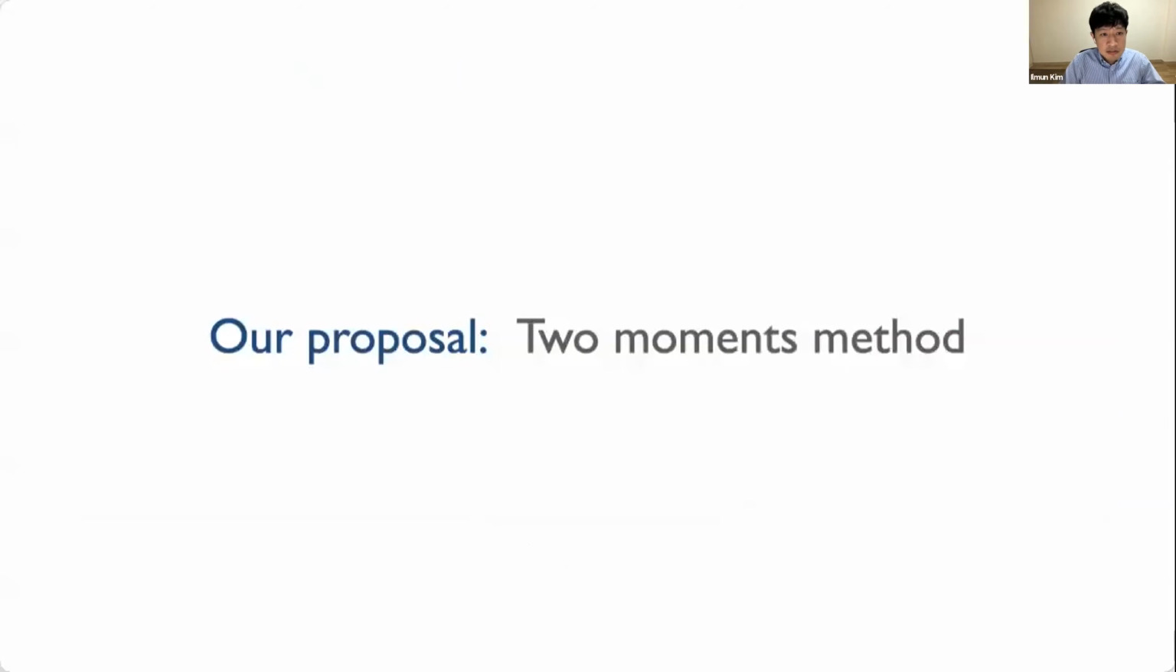Okay, so having discussed limitations and related work, let me introduce our proposal called the two moments method, which is a generic technical recipe for analyzing the non-asymptotic power of a permutation test based on the first two moments of a test statistic.